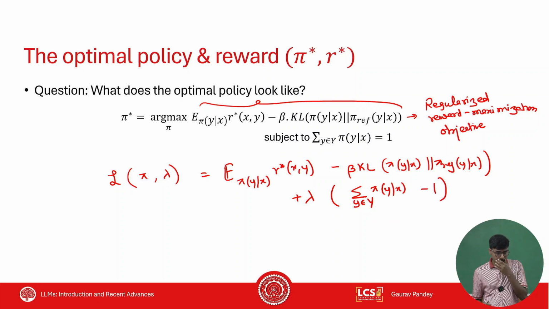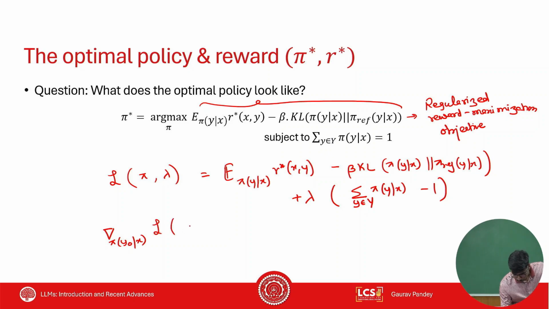And now what will you do? Differentiate this with respect to pi. So let's differentiate with respect to a specific value of pi, let's say y naught given x, not overall pi. Let's say we want to do it for a specific pi, and set it equal to 0. That's what we will do in the next slide.